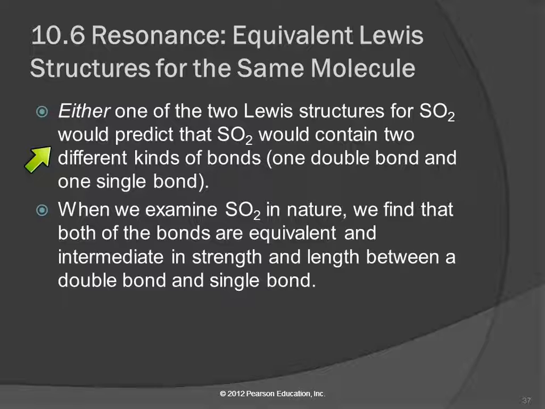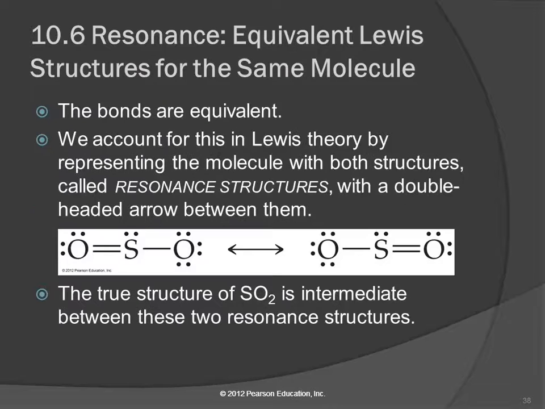Either one of those Lewis structures would predict that we've got 2 different kinds of bonds in that SO2 molecule. But actually we find that they're equivalent. They have the same strength and the same length as each other, and the strength and length is between a double and a single bond. So you can kind of think of it as a bond and a half. But that doesn't work in terms of sharing electrons. So those are the resonance structures. We draw the double-headed arrow, and we recognize the true structure is like a hybrid or an intermediate between them.